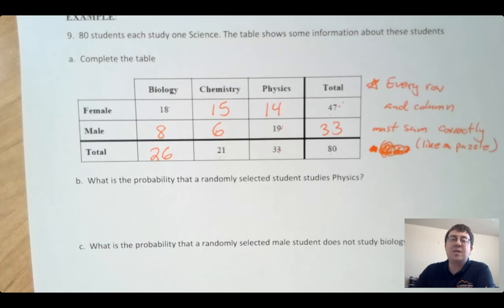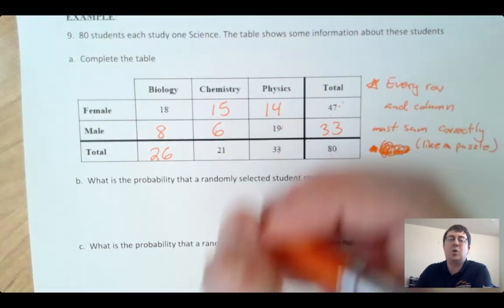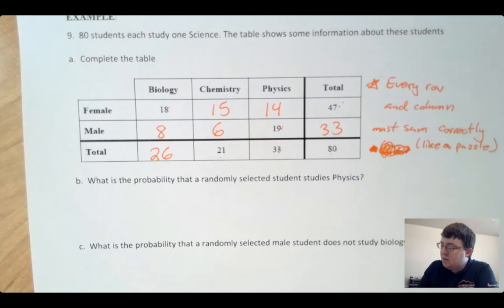When you fill these tables out, just check that after you're done, everything sums up correctly and gives you the correct totals on the bottom and on the right. Everything should sum up correctly. Cool. So let's go ahead and do some of these examples here.